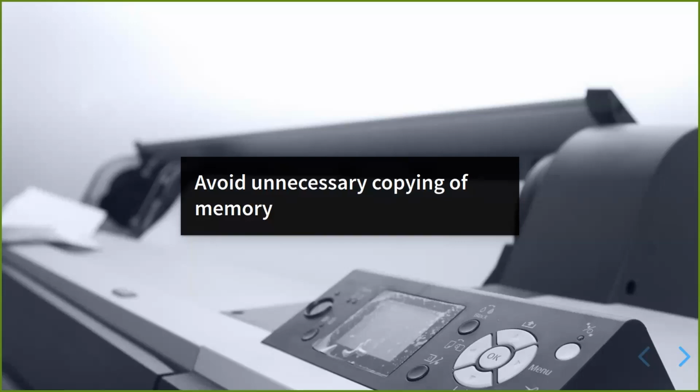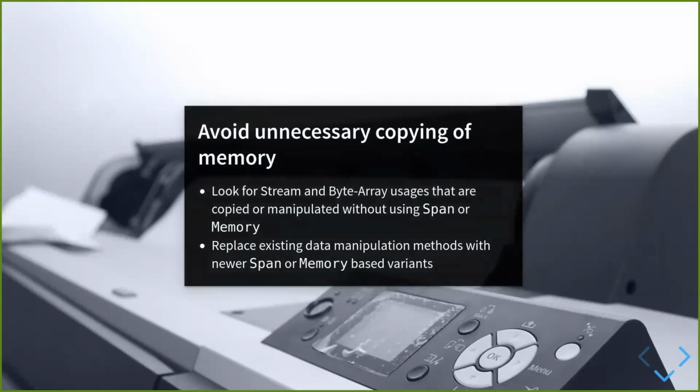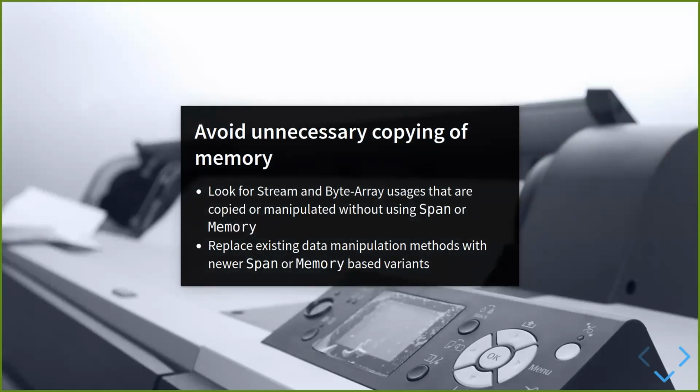Let's have a quick look at some general rules that we can apply when we want to avoid unnecessary copying of memory. In your code bases, look for stream and byte array usages that are copied or manipulated without using span or memory. And replace existing data manipulation methods with newer span or memory-based variants that have been introduced into the .NET runtime over various iterations.